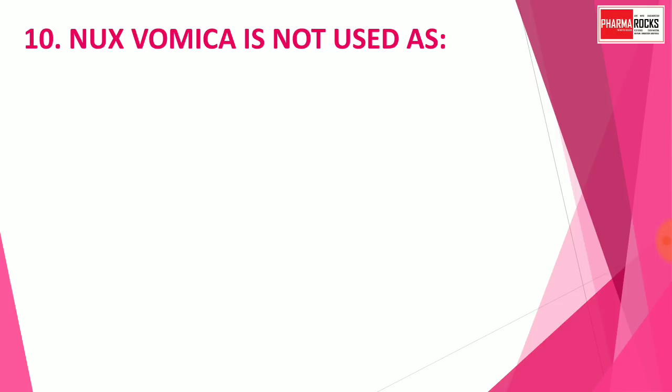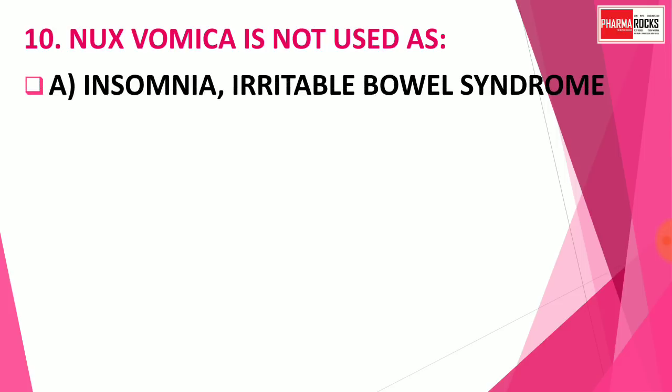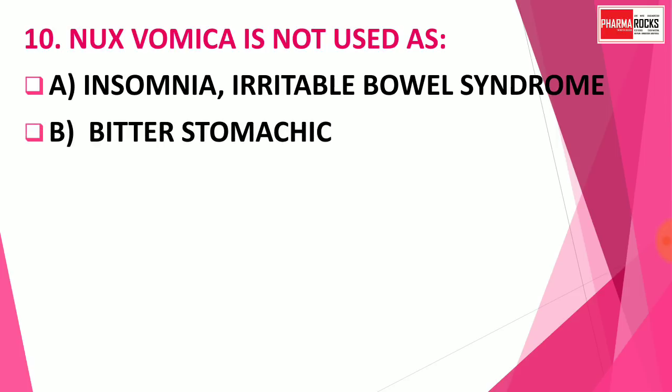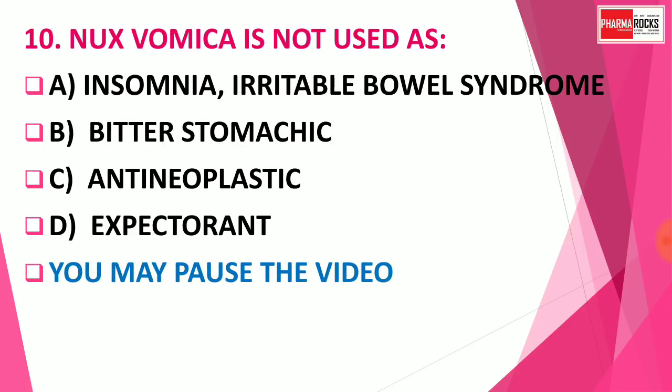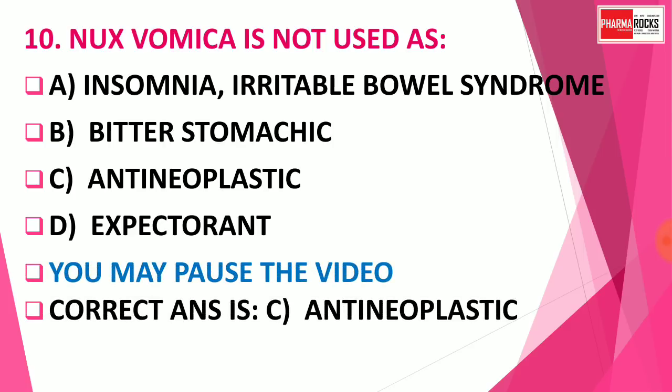Question number 10. Nux vomica is not used as, the options are option A, insomnia, option B, irritable bowel syndrome, option C, antineoplastic, and option D, expectorant. Wait, bitter stomachic. So you may pause the video and think about the correct answer, and the correct answer is option C, antineoplastic. Okay, so nux vomica is not an antineoplastic drug, not used in cancer. It is not an anti-cancer drug.